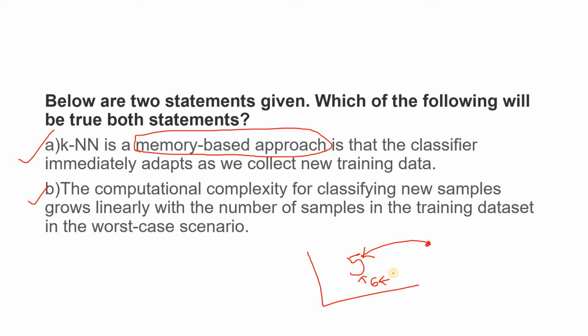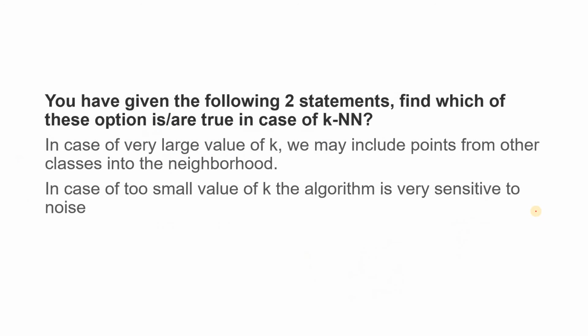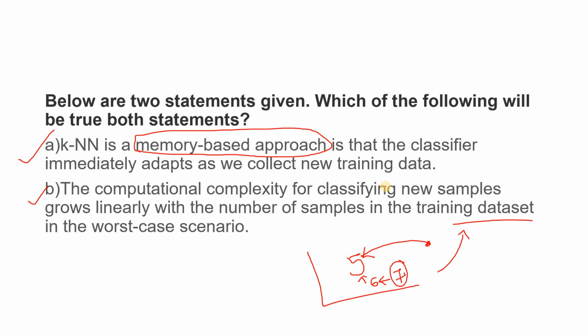If I increase one more, suppose my training set is now 7, then it has to calculate one more Euclidean, Manhattan or Hamming distance. So that means it is increasing linearly with our training data set. Okay, right? So basically both options are correct.